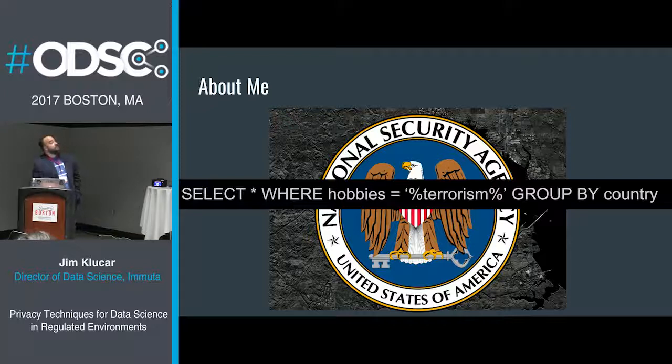It's a lot more complex than this: select star where hobbies equals terrorism group by country. Yeah, if it was that easy, if everyone could just register for that database, that'd be great.